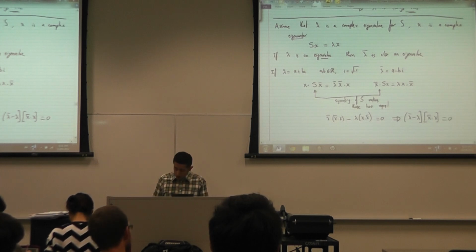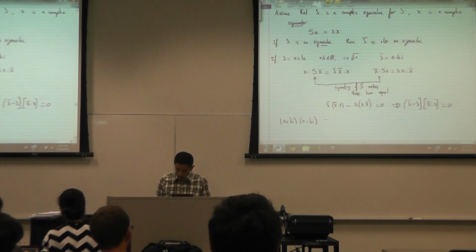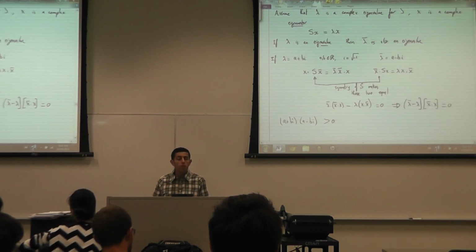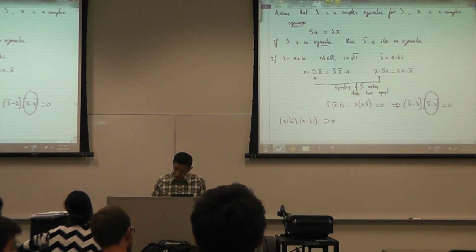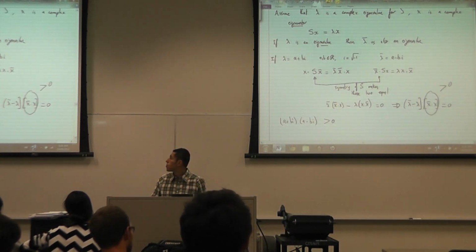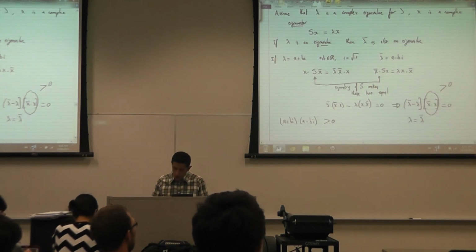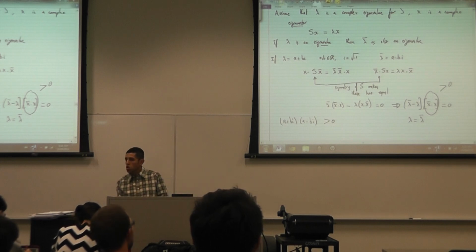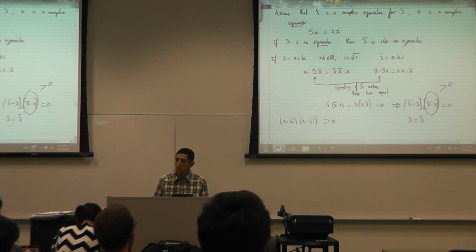Now, do you guys remember what will happen if I multiply a plus bi multiplied by a minus bi? I will always get a number that's greater than 0. Which means this has to be greater than 0. Which tells me that lambda has to be equal to lambda bar. If a complex number is equal to its conjugate, that means if a plus bi is equal to a minus bi, that tells me that b is 0.